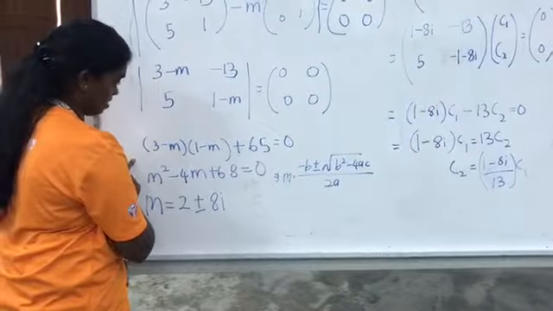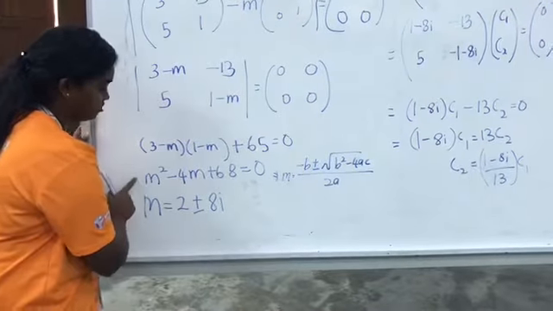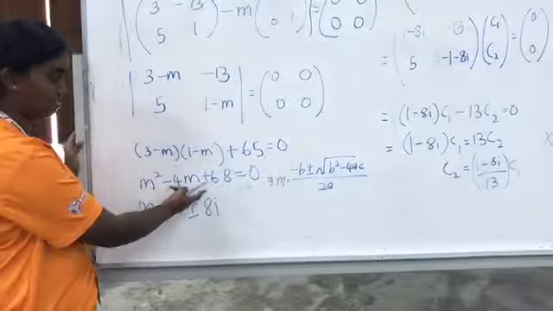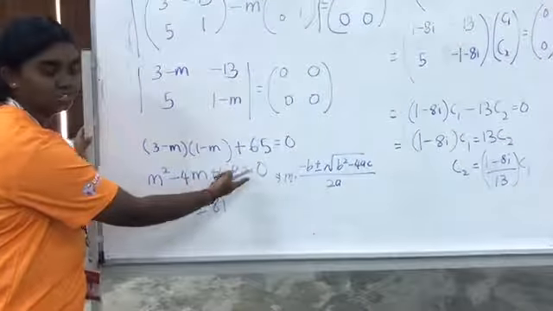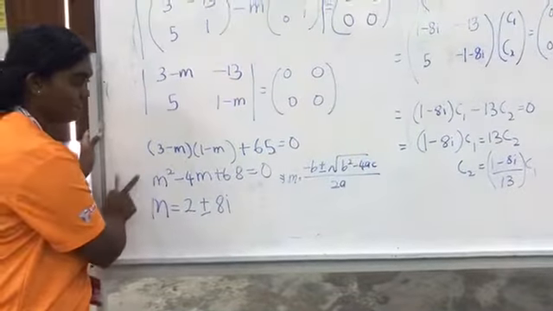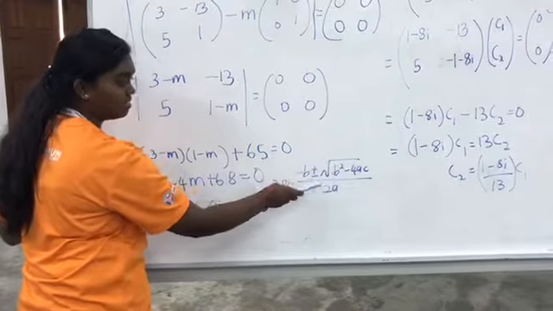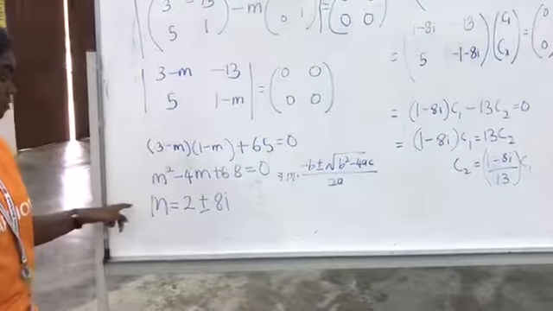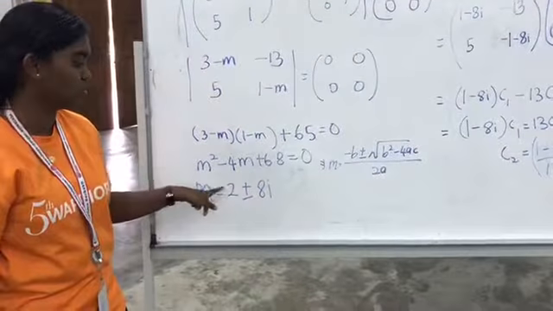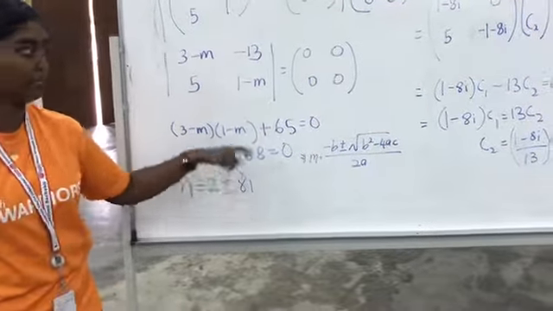From here we get this equation: M squared minus 4M plus 6 plus 68 equals to 0. So to find the root of M, we use the formula negative b plus minus square root of b squared minus 4ac over 2a. So we get M equals to 2 plus minus 8i.